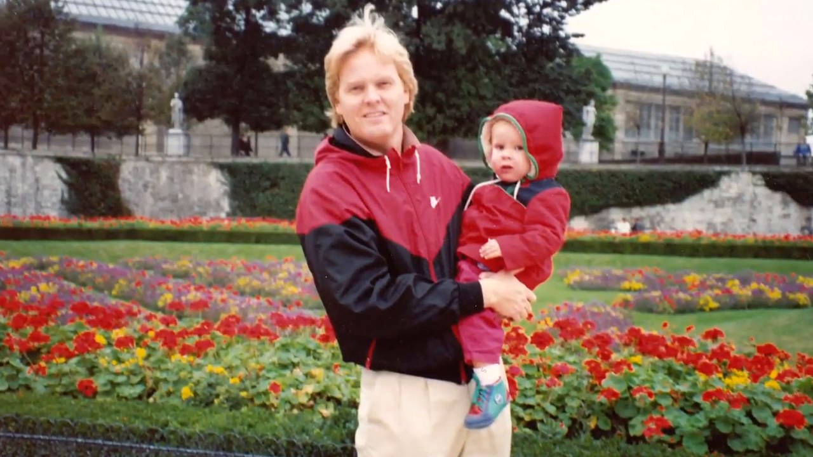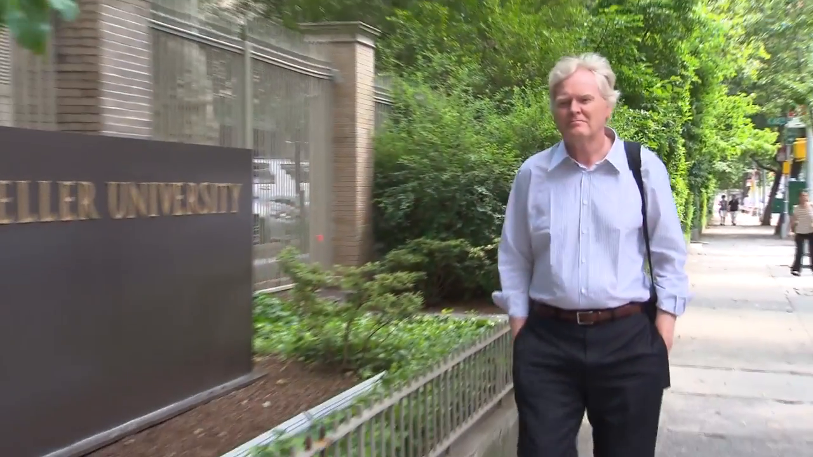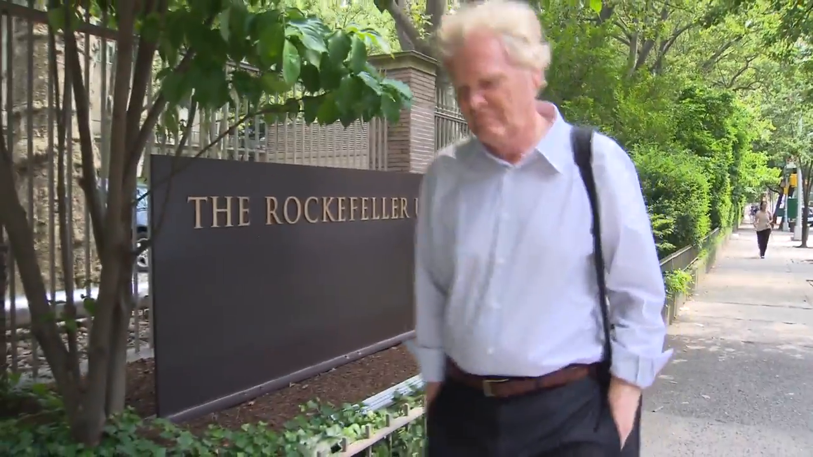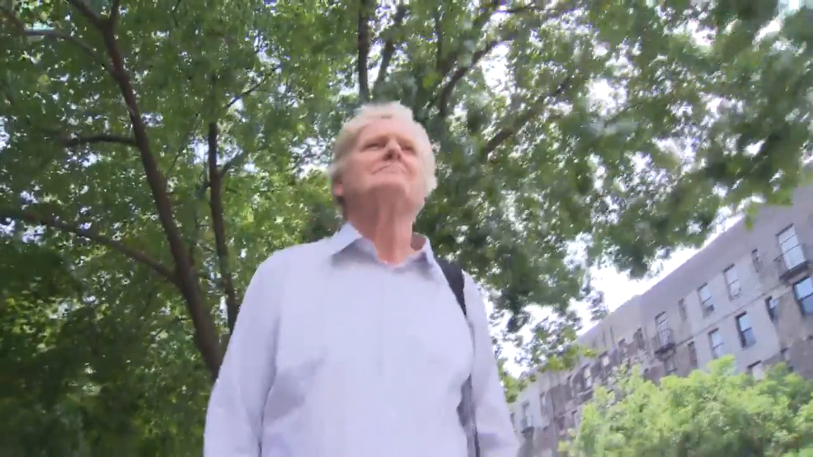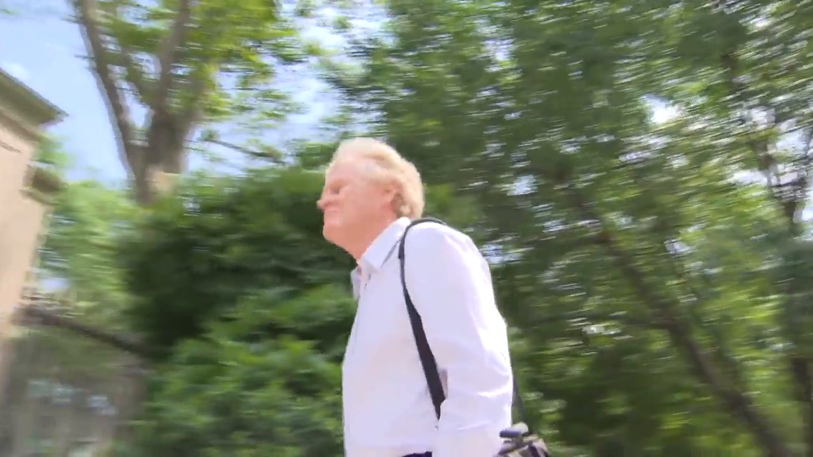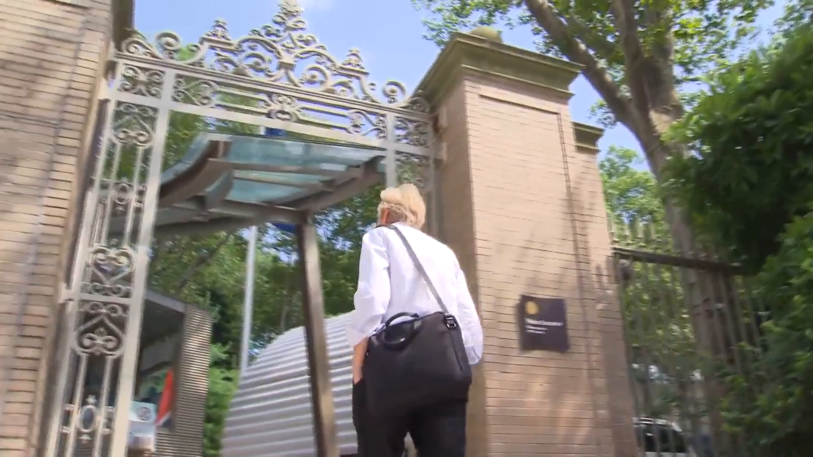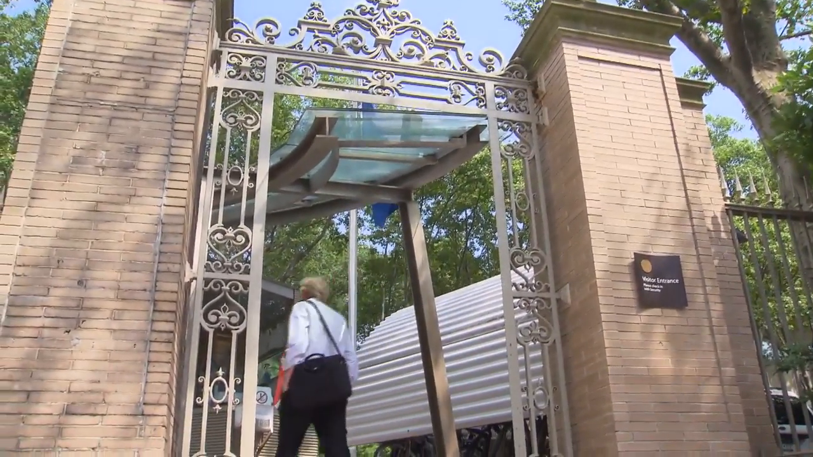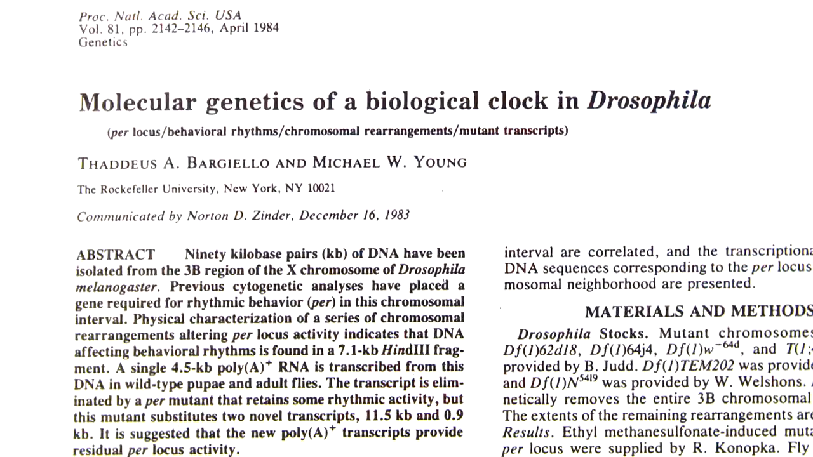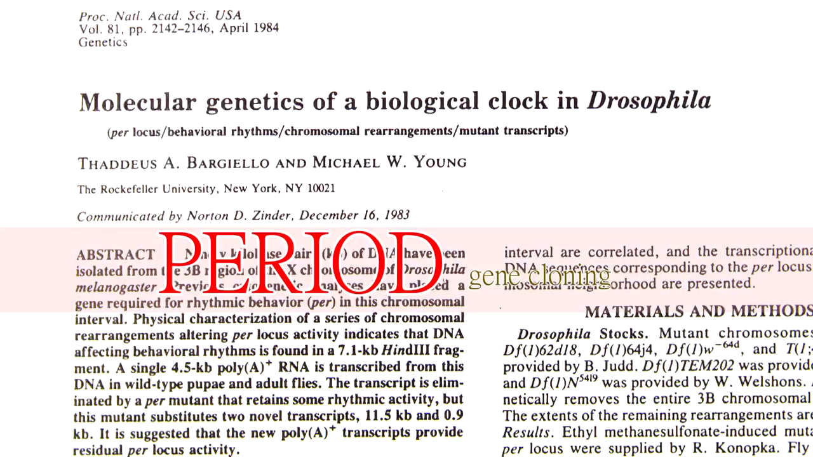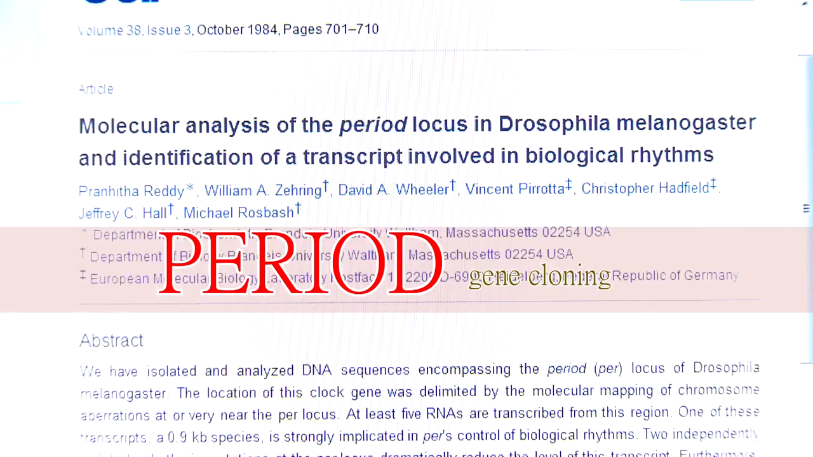The third man was not a collaborator. Mike Young had his own lab at Rockefeller University in New York. He'd been studying chromosome breaks in flies, looking for genes that could explain the flies' complex behavior. And he had heard about the mutant flies with the strange daily rhythms. Some of these chromosome breaks that I'd been working with had actually broken this circadian clock gene. That sparked his interest. In April 1984, the Young lab cloned the period gene. 6 months later, the Brandeis group cloned it.